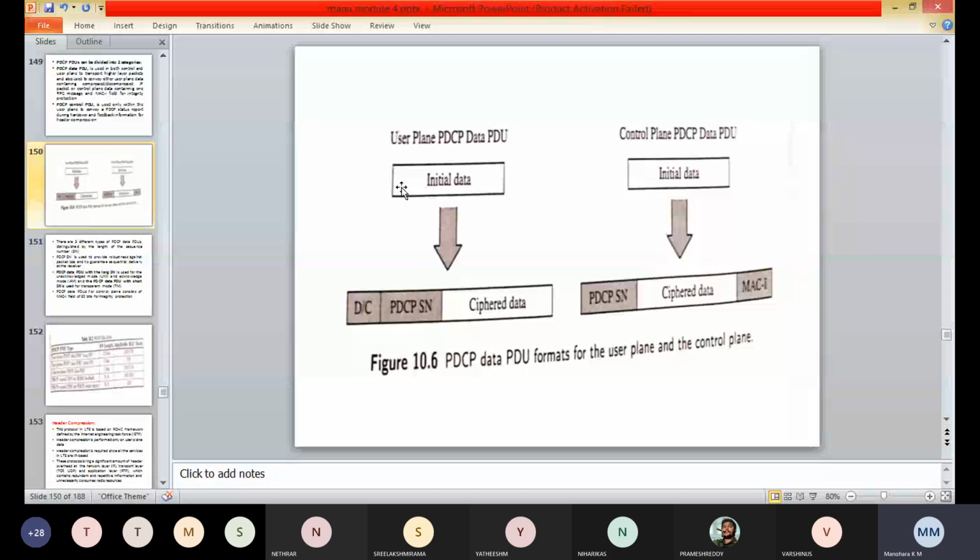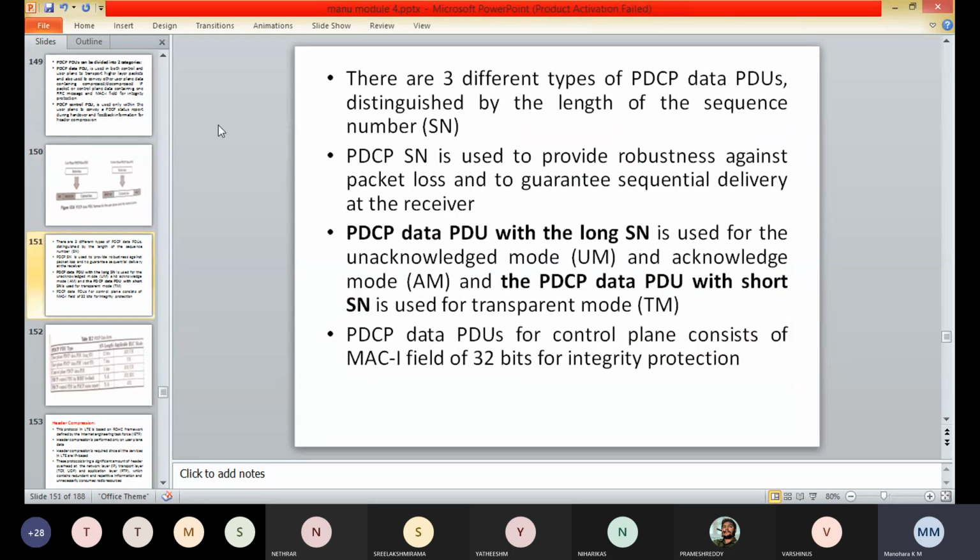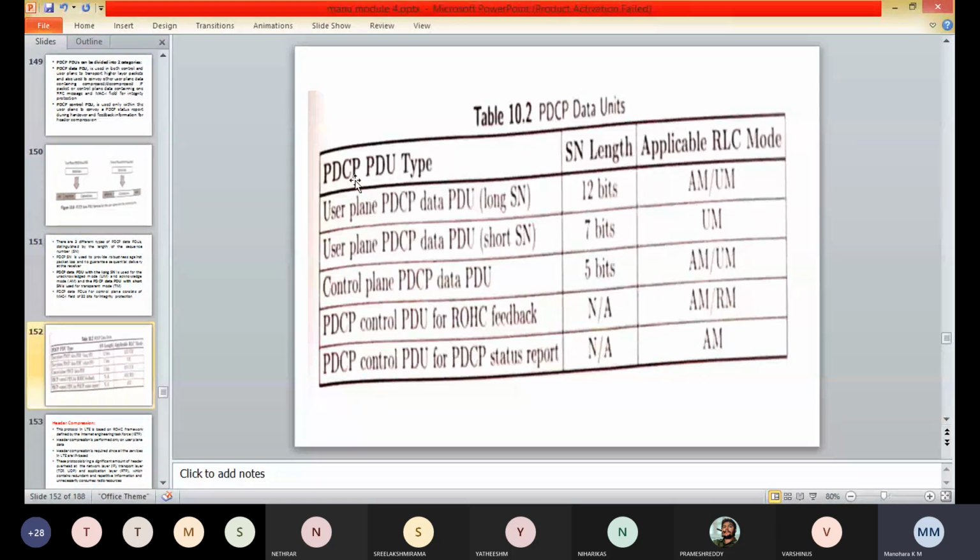Coming to the header compression. So here we have one table, which indicates the various types of PDCP PDU which are carried on the same user plane and the control plane. So we can go through that. That is the PDCP PDU type, the length of the sequence number, and which mode it is applicable for.